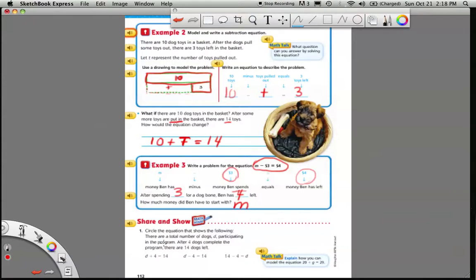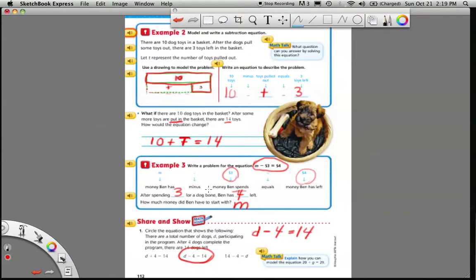Okay, circle the equation that shows the following. So they've given us some words, we have to translate it into the correct math. There are a total number of dogs, D. Total number? That makes me think of an equal. Let's see if I'm right. Total number of dogs, D, participating in the program. I had to finish the rest of the sentence. After 4 dogs complete the program, so they can get out of the program, those 4 dogs, then there are 14 left. Ooh, then left, that's going to be my answer, 14. So D minus 4 equals 14.